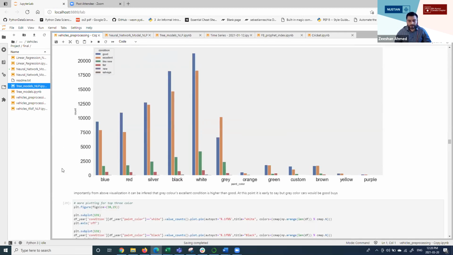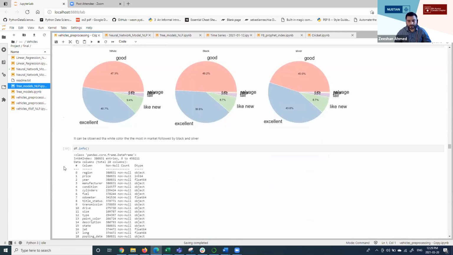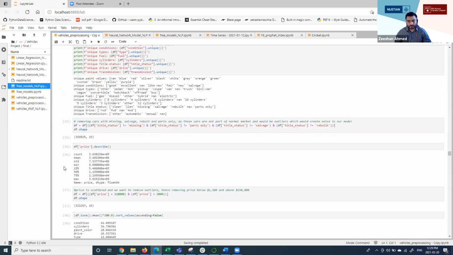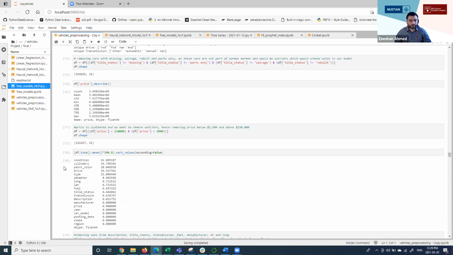These are some color visualizations, as well as condition: good, excellent, like new, fair, new, salvage, and the white. Just to get an idea. I'll skip a couple of my visualizations and move forward.